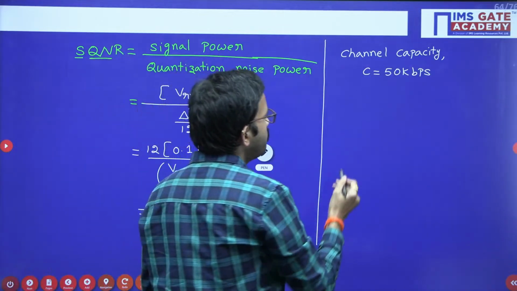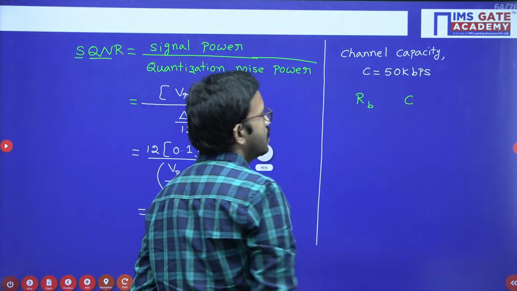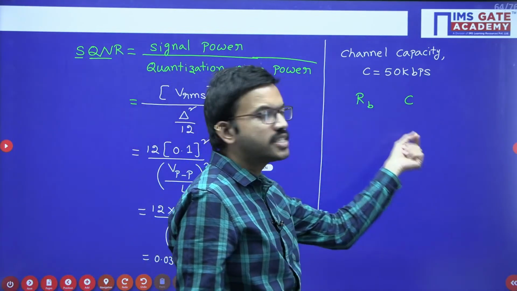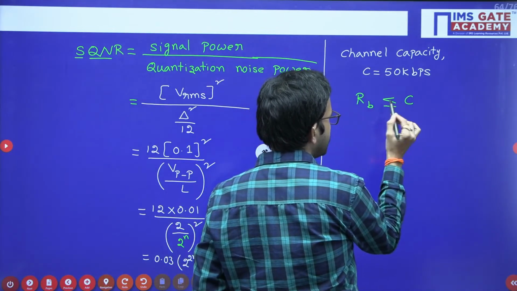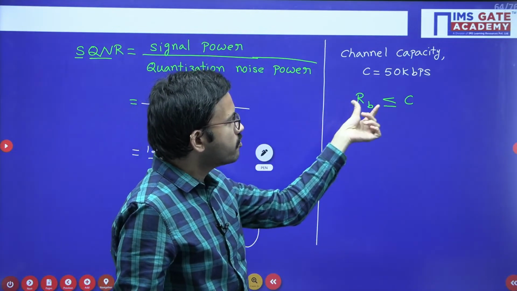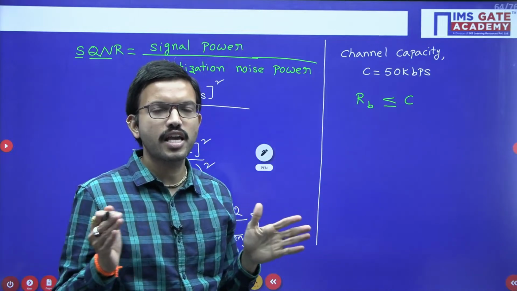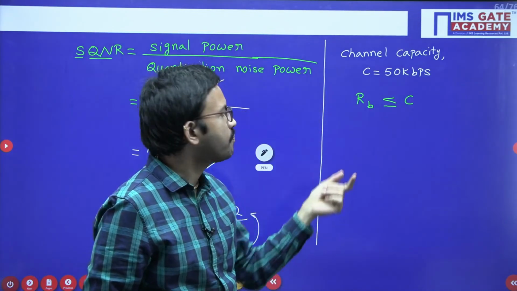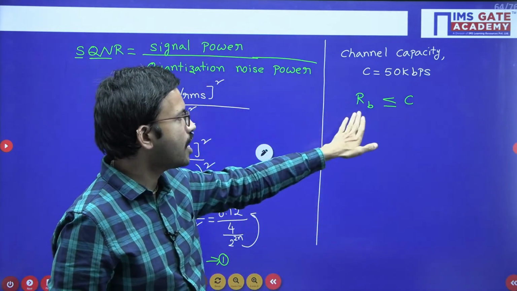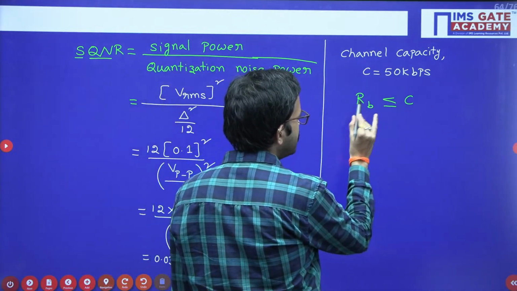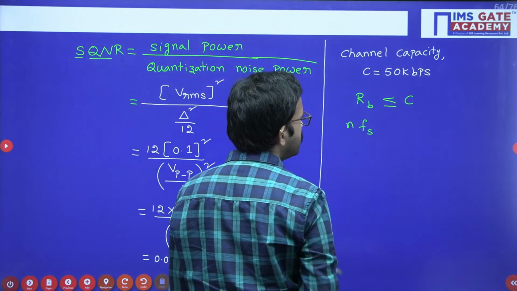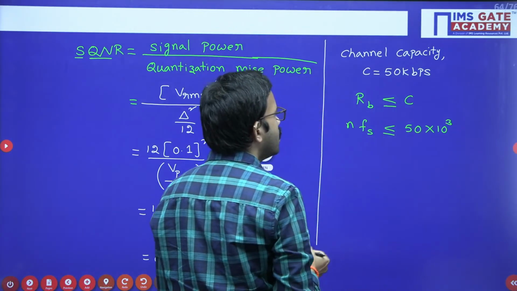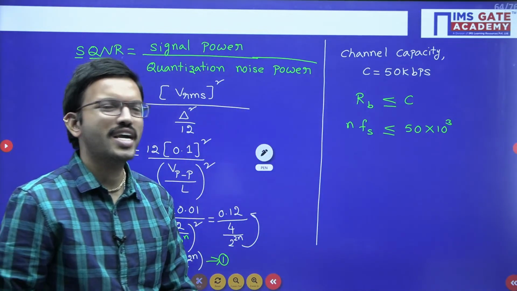So what is the relation between bit rate and channel capacity? Is it less than or equal to, or greater than or equal to? Obviously the bit rate should be less than or equal to the channel capacity, right? If the bit rate is more than the channel capacity, you cannot transmit, because the capacity of the channel is limited but you are sending the bits at a fast rate. So we always consider R_B less than or equal to the channel capacity. In PCM, the bit rate is N into Fs, so N into Fs should be less than or equal to 50 k, where k is 10 power 3.